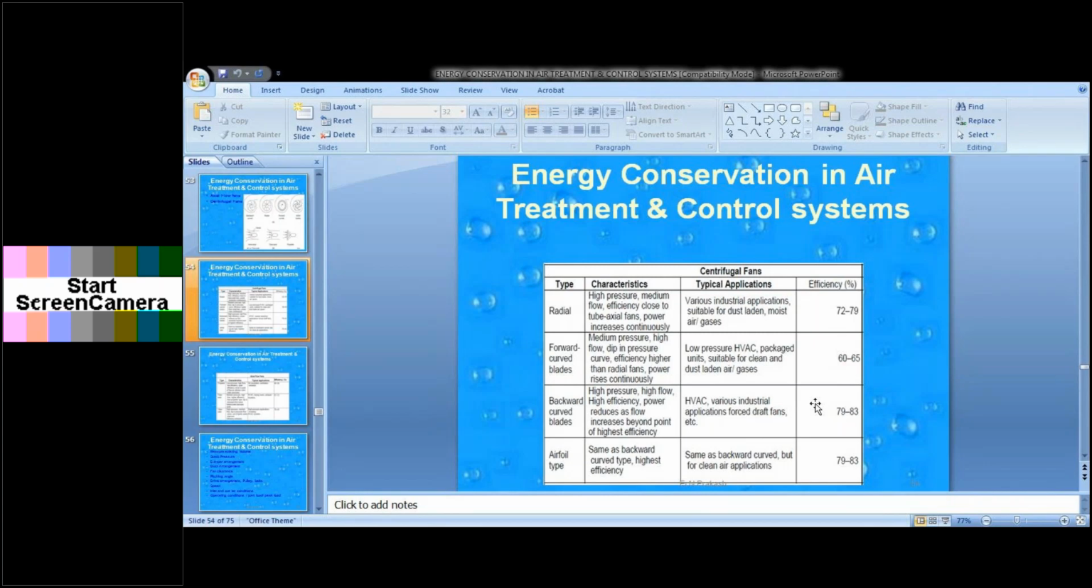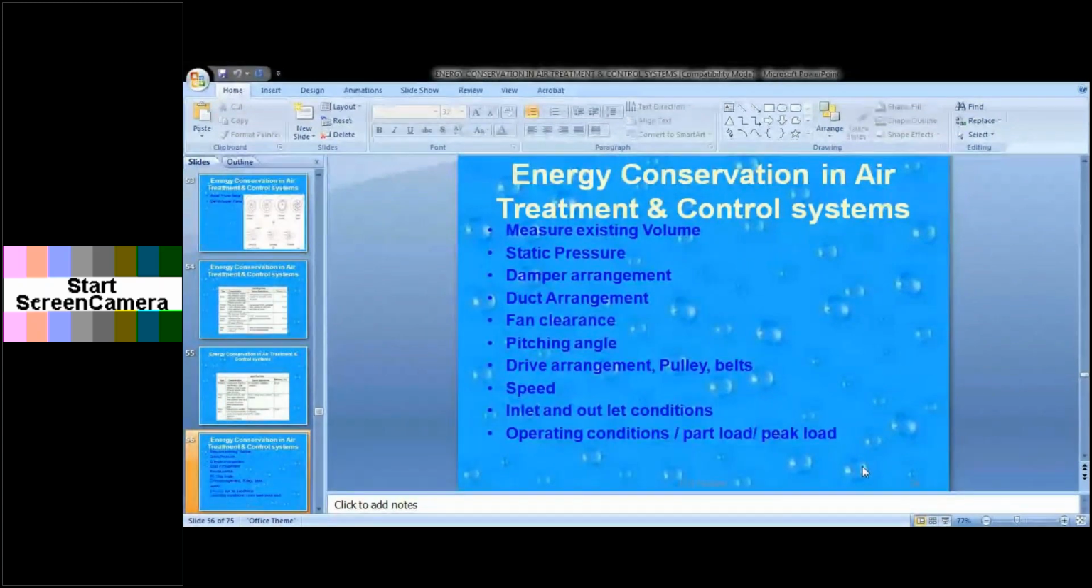Once we want to observe any ventilation or dust extraction system, we have to measure the existing volume. Then what is the static pressure, then total pressure, damper arrangement, how the damper after the outlet they would have provided, that is, what type of damper it is, then ducting arrangement, how it is given, fan clearance, pitch angle, the drive arrangement, how it is given, then pulley and belt arrangement, of course the speed, then inlet and outlet conditions, then operating condition, whether it is a part load or peak load.